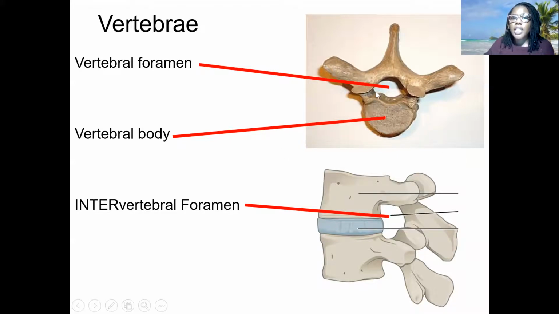So we've got the vertebral foramen, which allows the passage of the spinal cord longitudinally. We have the thick vertebral body, which is anterior to that foramen. And then from a lateral view, we can see that there's an opening in between one vertebra and the next in order for the exiting spinal nerve fibers at that level to leave the spinal cord.